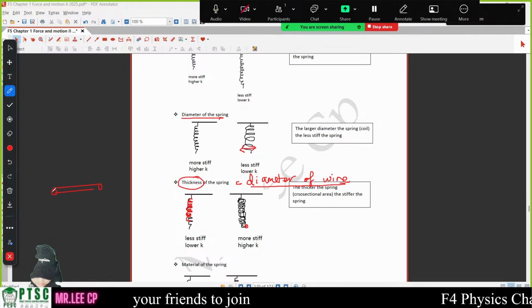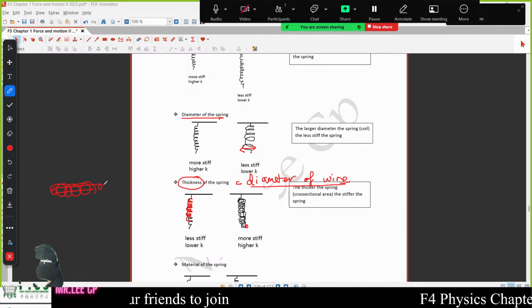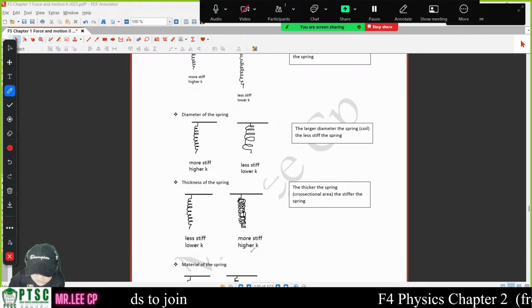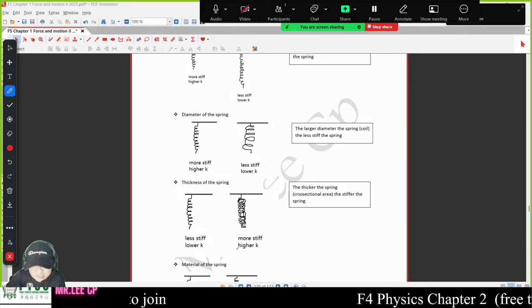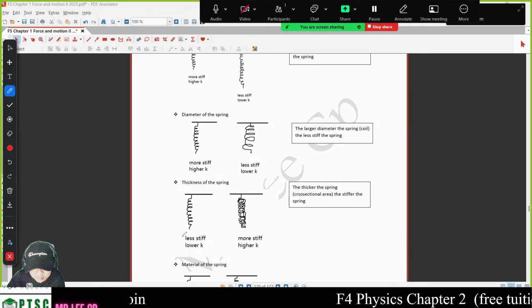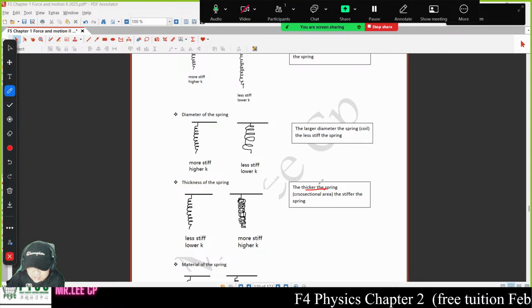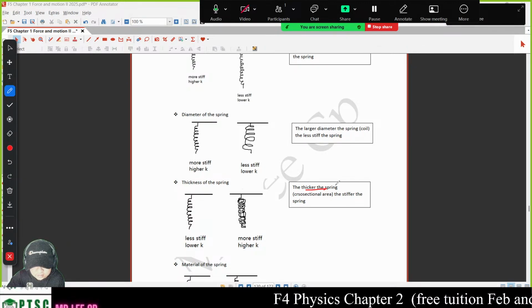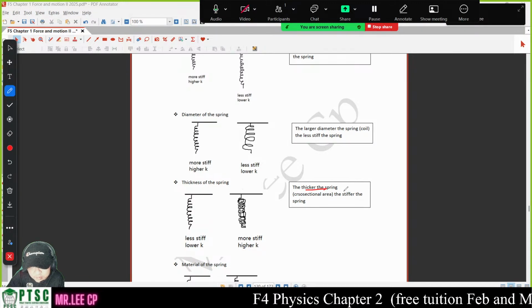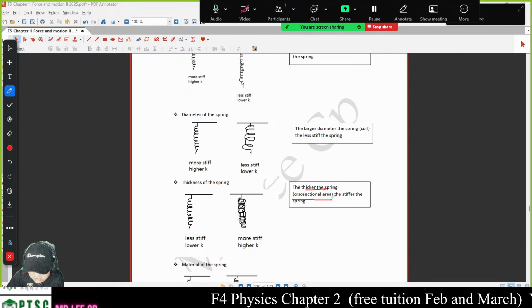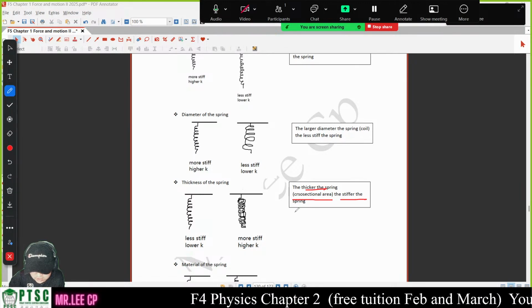This wire. You go and coin it. This diameter is big. This diameter is big. This diameter is big. Diameter big is more stiff. Right? Diameter small, it is less stiff. Right? The thicker the spring, or the larger the diameter of the wire, or cross-sectional area. Don't say diameter of the spring, diameter of spring is different. Right? So it is the stiffer the spring.